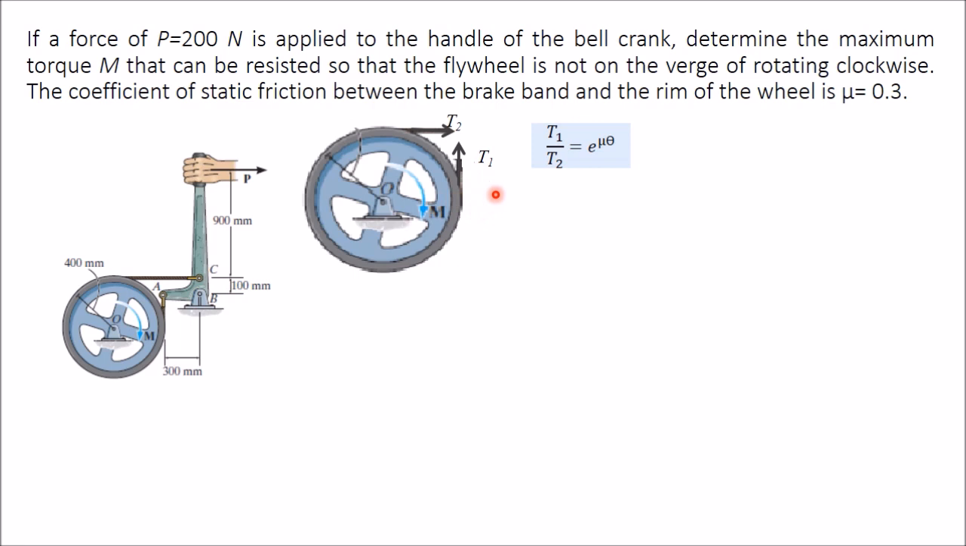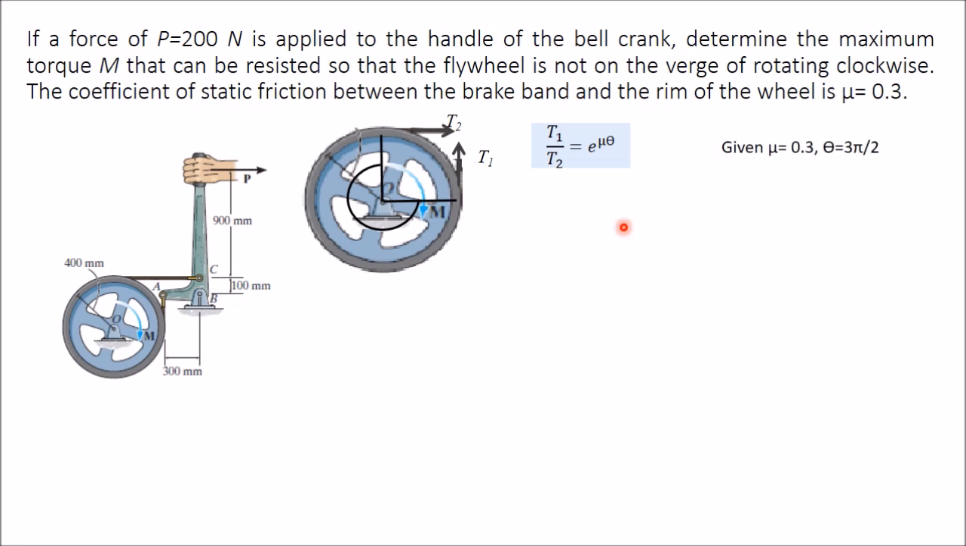So in this way you can determine which part of the belt is tight and which part of the belt is slack. Now here T1 is the tension in the tight side, T2 is the tension in the slack side, mu is the coefficient of friction, and theta is the angle of lap. Angle of lap is the angle for which this rope is in contact with the drum. So you can see it starts contact at this point and ends at this point. So this total angle is about 270 degrees, or you can say that it is 3 pi by 2.